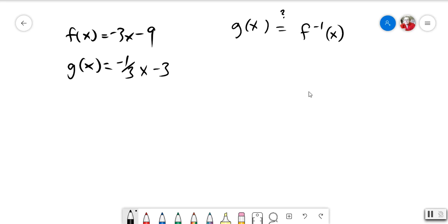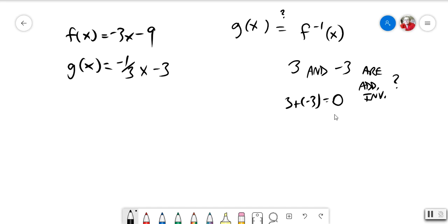Well, let's think of a simple case. 3 and negative 3 are additive inverses. Is that true or not? Well, I find out. I say 3 plus negative 3 cancels out. So, yes, they're additive inverses.